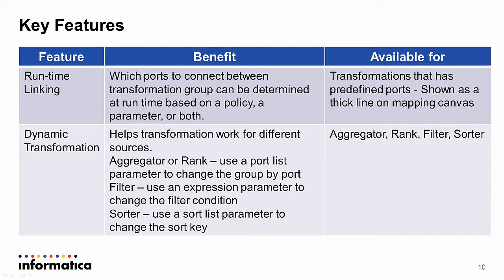So in an aggregator, we know that, or rank transformation, we know that, the group by port is going to be different based on source. So you can create a port list in the parameter set and define that for aggregator. Same thing with the sorter, right? So sorter, we know that the sort key is going to be different from source to source. So you can define that in a parameter as well, and say that, okay, look, this particular source use this particular key to sort on, right? So same thing with filters. So these are the types of dynamic transformations where the transformation can change based on what the source type is.